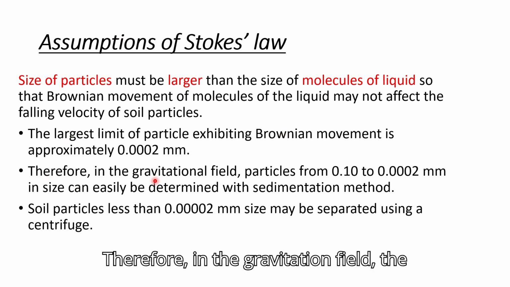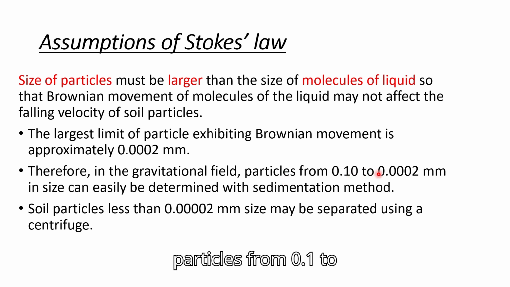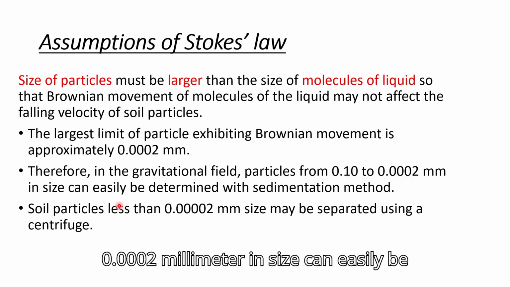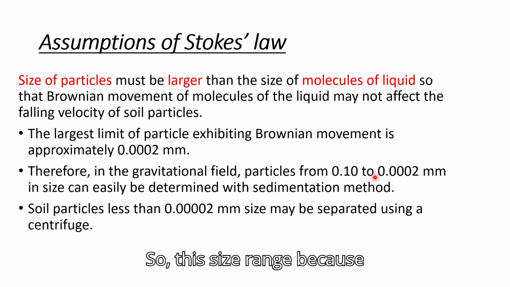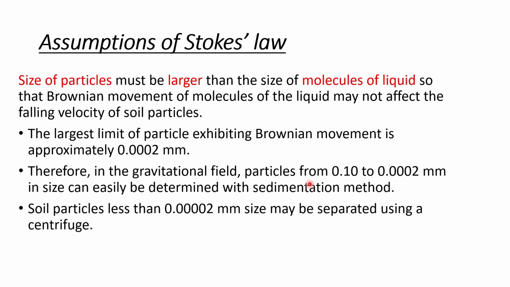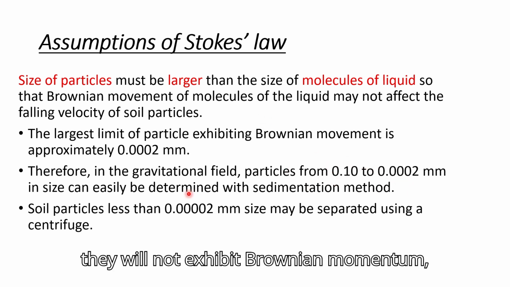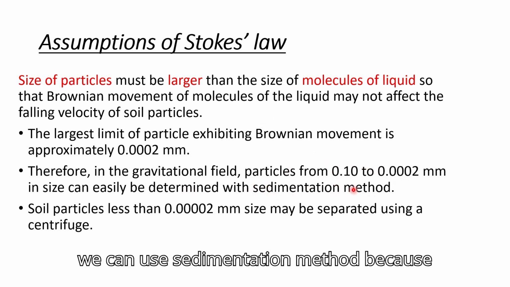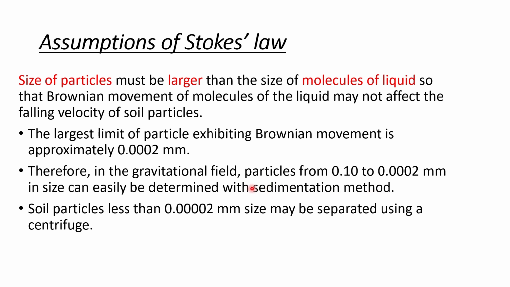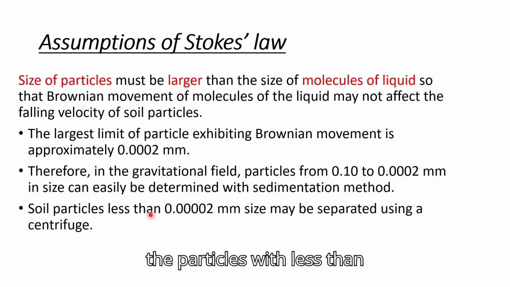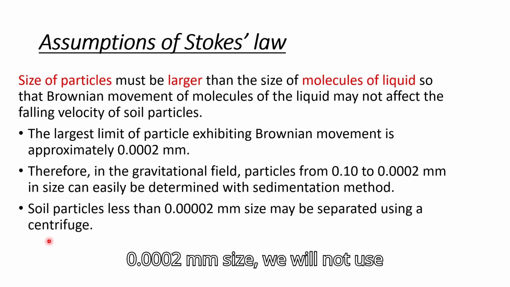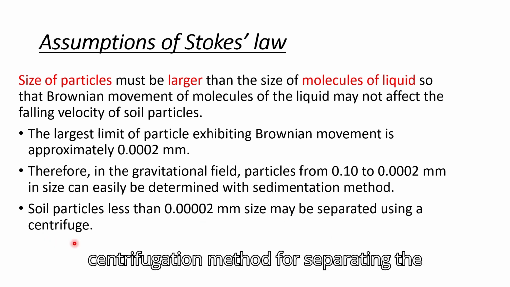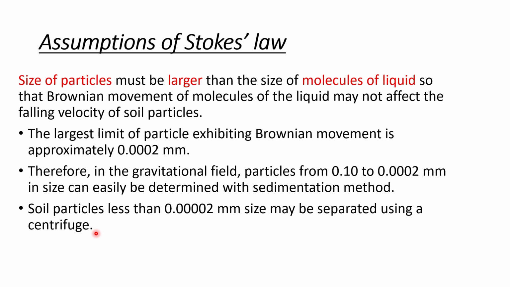Therefore, in the gravitational field, particles from 0.1 to 0.0002 millimeter in size can easily be determined with the sedimentation method. In this size range, because they will not exhibit Brownian movement, we can use the sedimentation method because they will sediment faster. But for particles with size less than 0.0002 millimeter, we will not use the sedimentation method. We will use the centrifugation method for separating the particles.